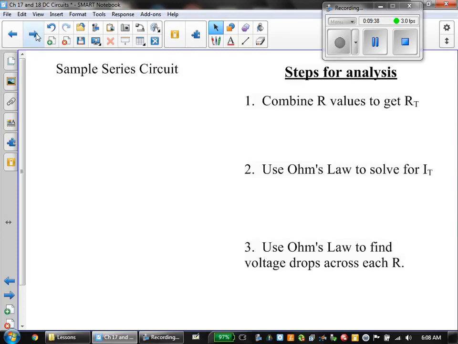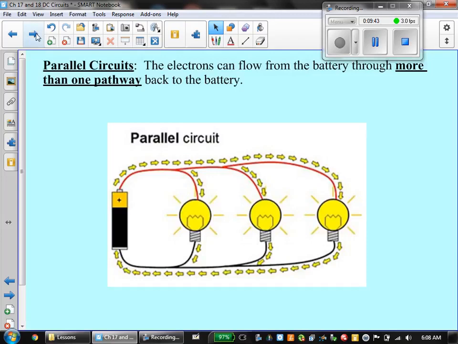I'll do some examples in class. Don't worry about getting this down. It's super easy. Parallel is the opposite. We talked about this with capacitors. Here we have not one branch, but separate pathways. Each resistor is on a separate path. So these are connected in parallel.